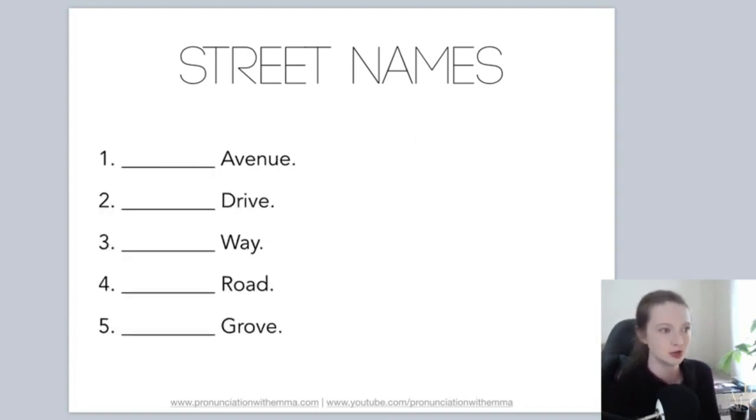Let's focus on some street names, shall we? People are doing well. I'm really glad. Don't worry if you find it difficult, because I did not make this easy today. I've definitely made it challenging. So some street names. Are we ready? Number one, Henley's Avenue. Henleaze. Henley's Avenue. Henleaze.